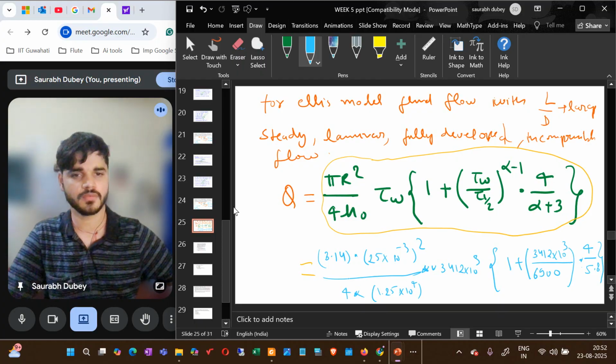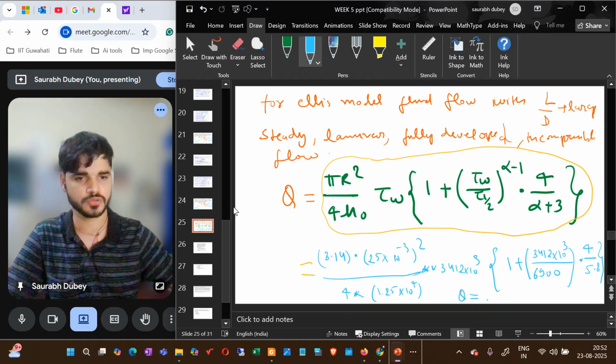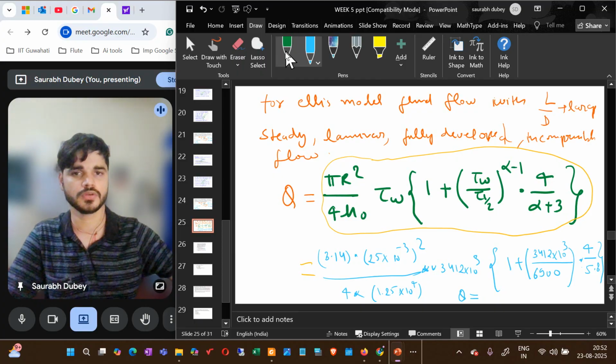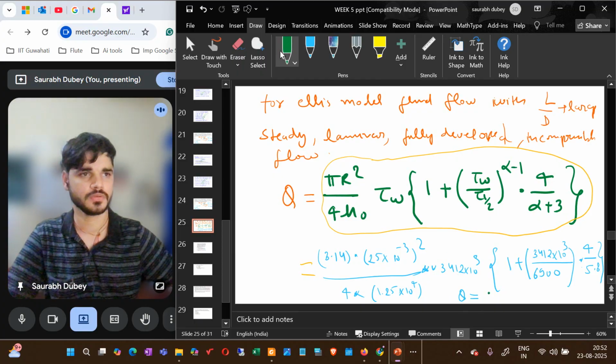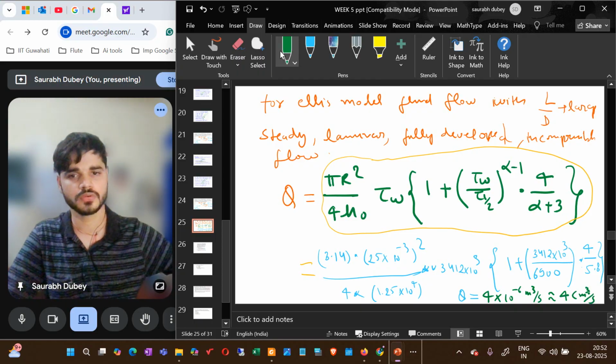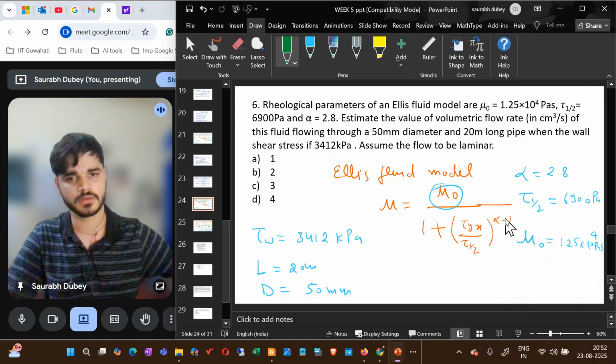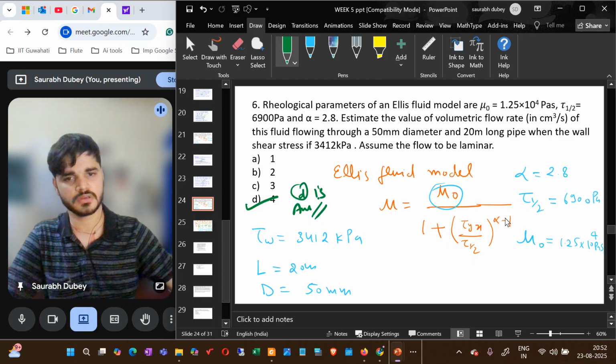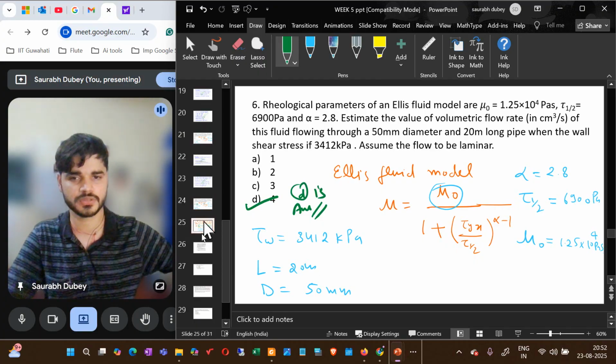Right? Once you solve it, it will give you Q equals to 4 into 10 power something, centimeter cube per second. So the answer will be B, right? So the 6th question is done.